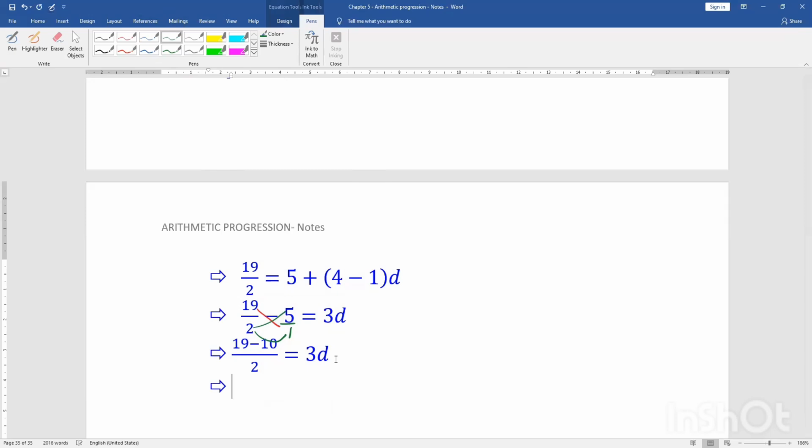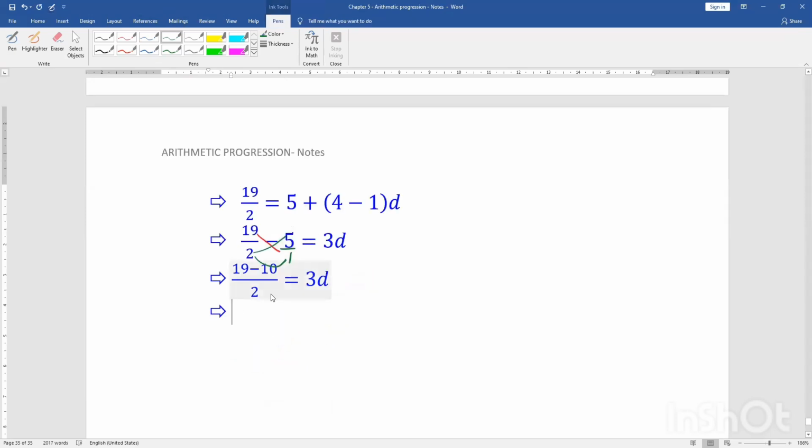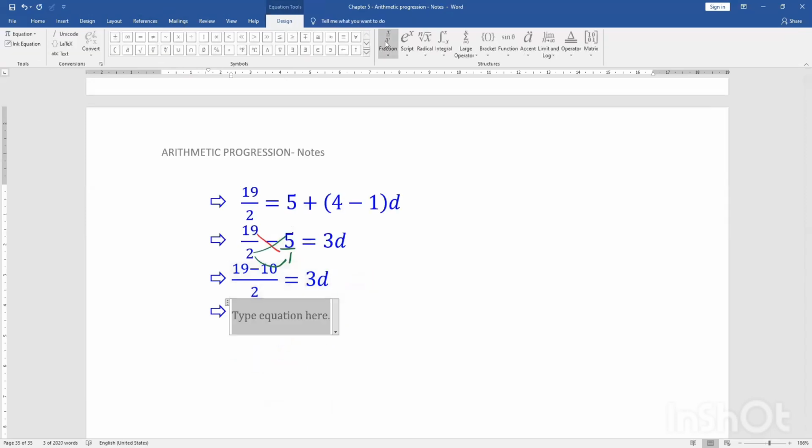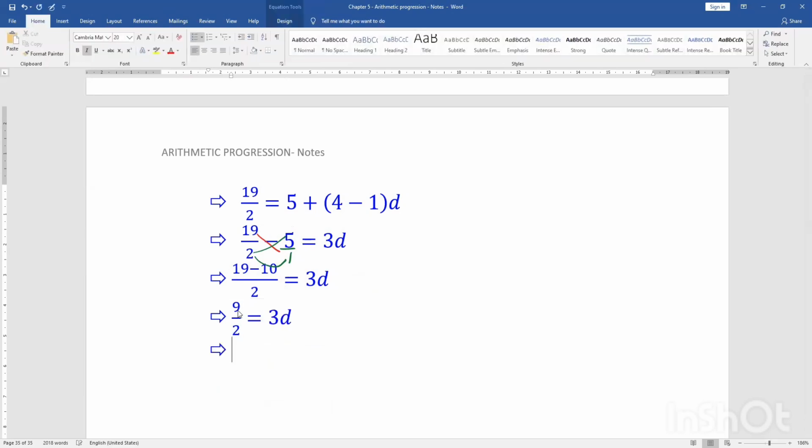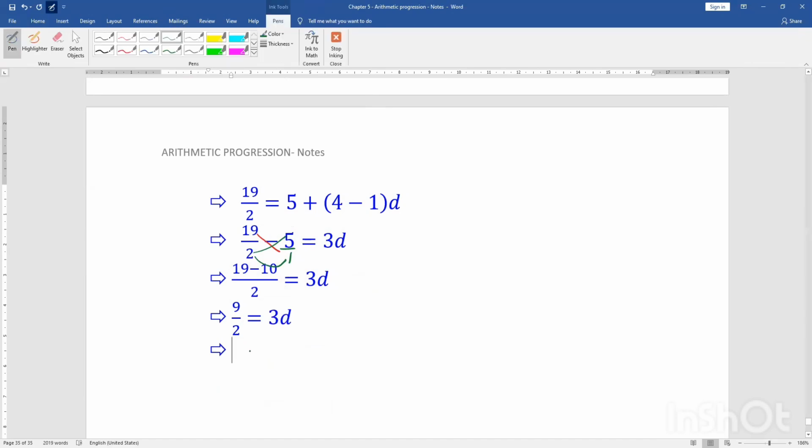And what is this one? 19 minus 10 is how much? 9. So I'm going to write it as 9 by 2 equals 3D. Okay. And then here you can do the cancellation. When you do cancellation, numerator with numerator and denominator with denominator, we can do the cancellation like that.